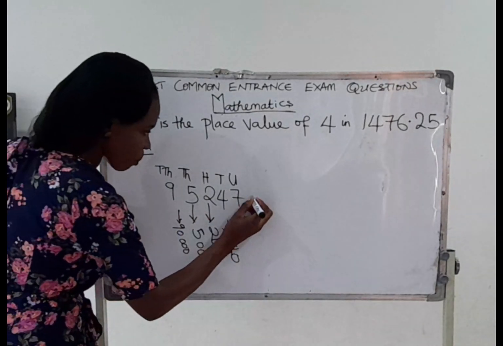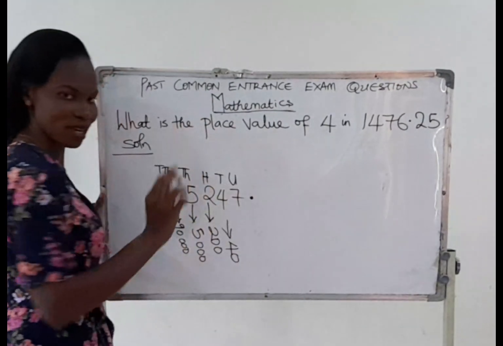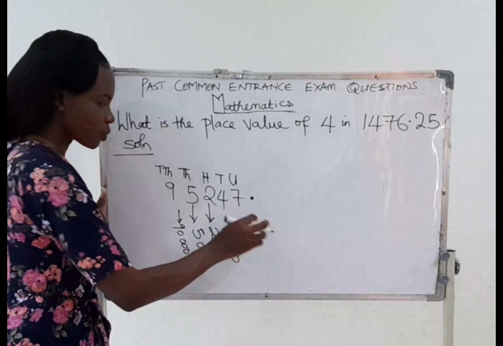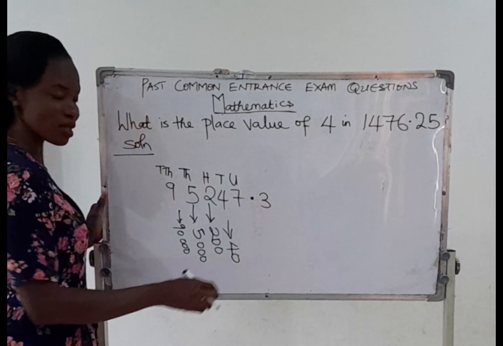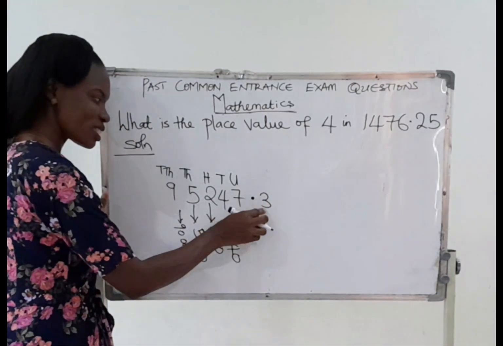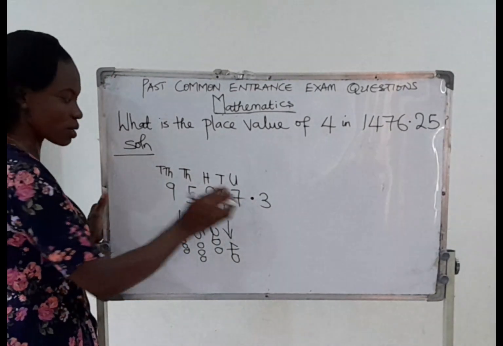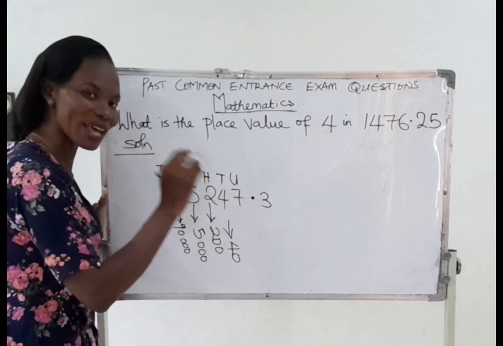Now if I put my point, and I start writing digits here, each of these digits will take a different value. So after the point, let's assume I have another number here, say 3, for instance. Immediately after the point, this 3 here, no unit again. Unit is only for whole parts. So after the point, this 3 here takes what we call tenth.